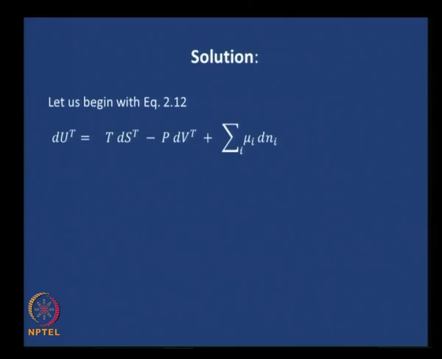Let us look at a part of the solution now. To do this, you know that we are looking for (∂U^t/∂V^t). Let us begin with equation 2.12, because this has the relationship for dU^t, and these would be the partial derivatives, the variation of U^t. We know that dU^t equals T dS^t minus P dV^t plus the sum over all components i of mu_i dn_i.